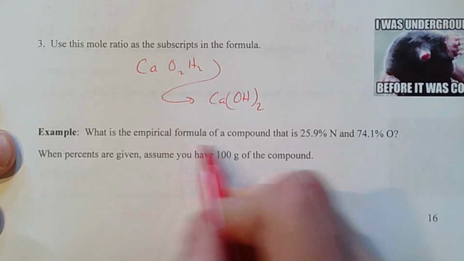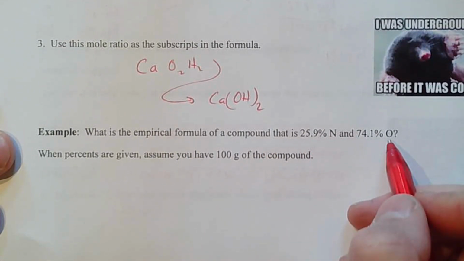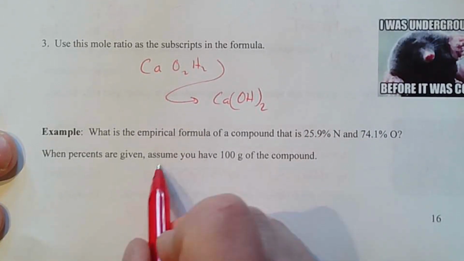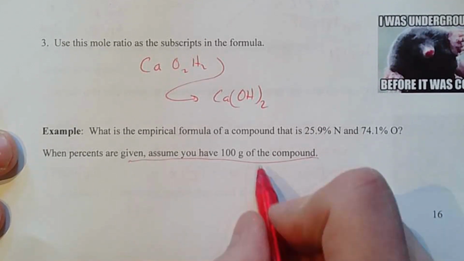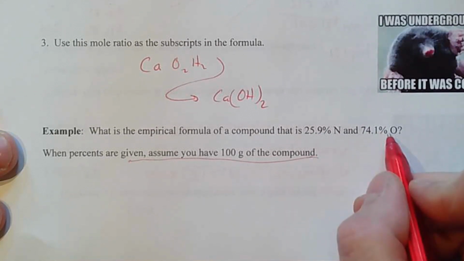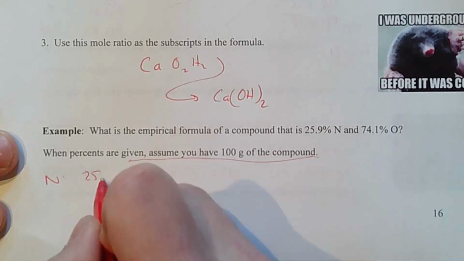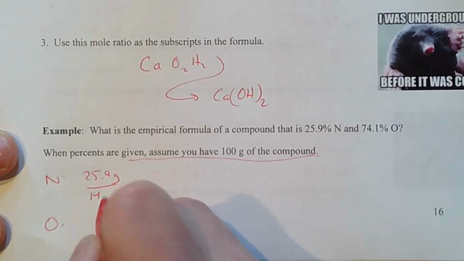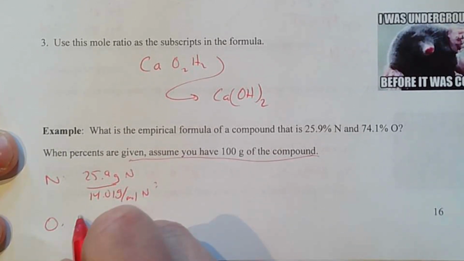We do this next one. Empirical formula of the compound that's 25.9% nitrogen and 74.1% oxygen. Again, we are given percents, not actual masses. The hint to make your life easier is to just assume you have 100 grams. You have 100 grams of the compound, that means 25.9 grams of nitrogen are present and 74.1 grams of oxygen are present. So we've got nitrogen, 25.9 grams. We need to convert that to moles and do the same thing for the oxygen.